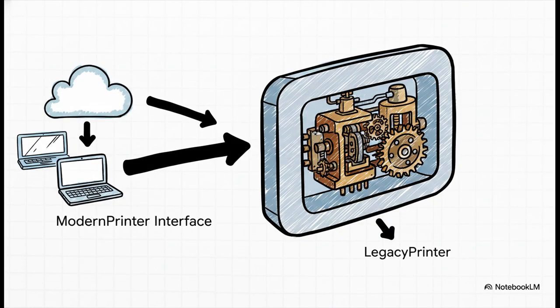And here it is. This is the absolute core of the entire pattern. The secret is that our adapter struct wears two hats. To the rest of the world, it looks and acts exactly like a modern printer. It implements that interface. But on the inside, it's secretly holding on to the old legacy printer. It implements the new, but it contains the old.